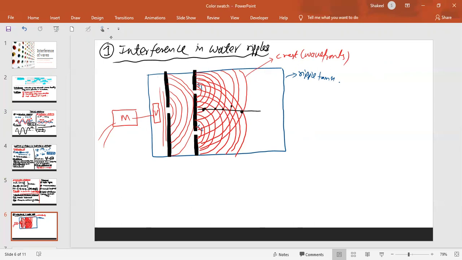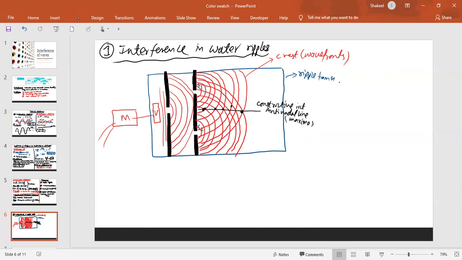If you join this line, then constructive interference will happen over there. And this line is known as the antinodal line, and all the maxima will be over there, like the amplitude will be maximum over there. And then there would be a line over which the minima would be there.